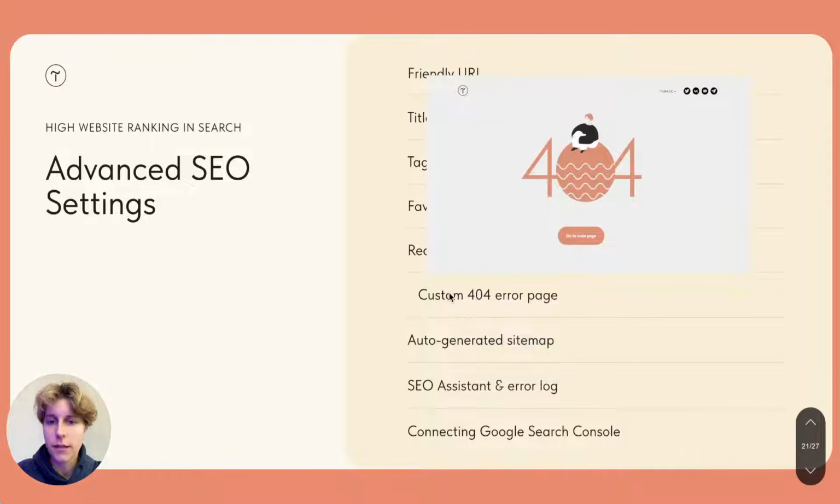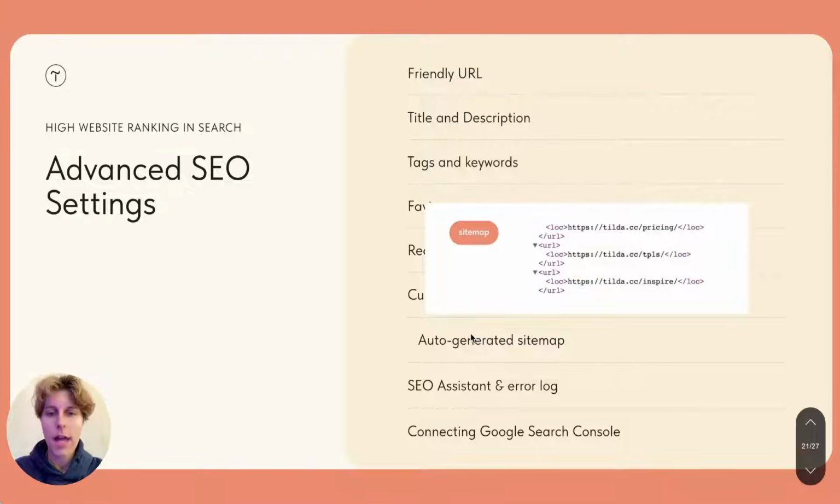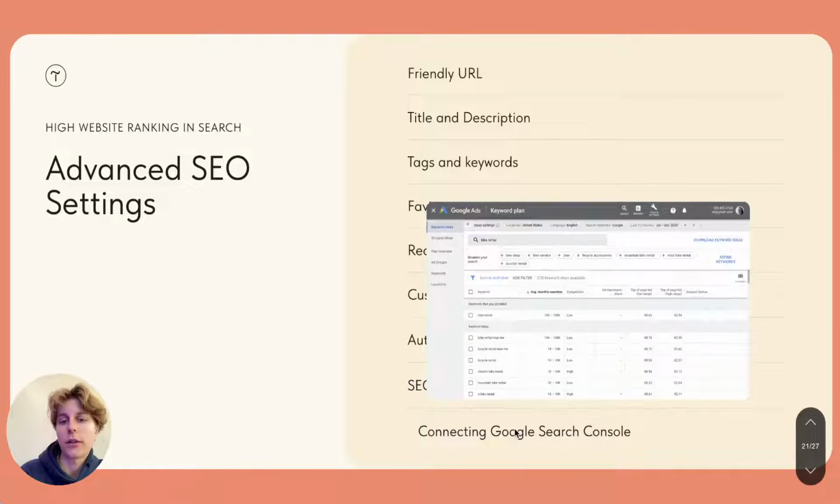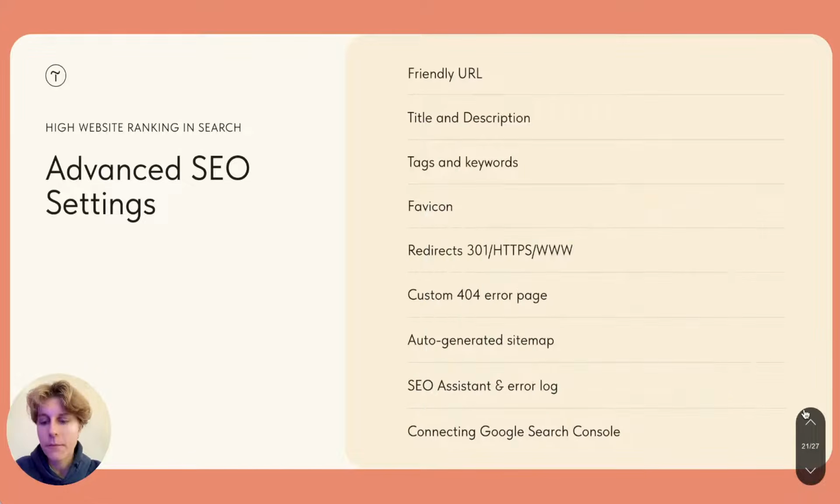Right? You can also design custom 404 error pages, which also help the indexation and ranking. The sitemap is a file for the search engines, and it is auto-generated. You don't need to do much about that. And also you have the SEO assistant, which is a tool that shows you all the SEO related errors that you have on your page, and provides you with tips on how to solve and fix them. And of course, you can also connect Google Search Console and keep track of the performance of your website on Google. Right.